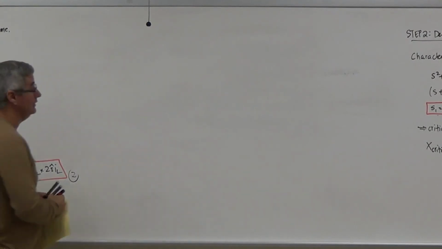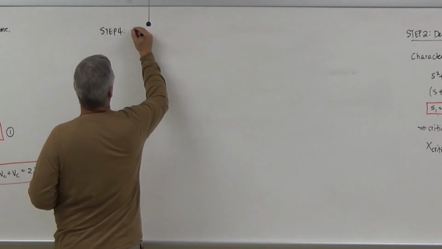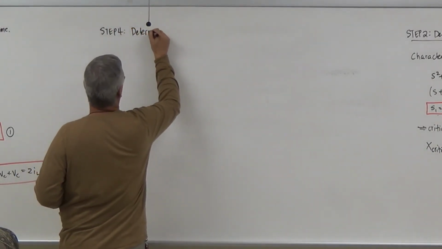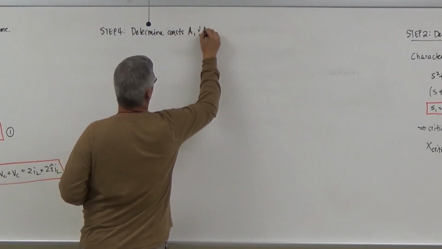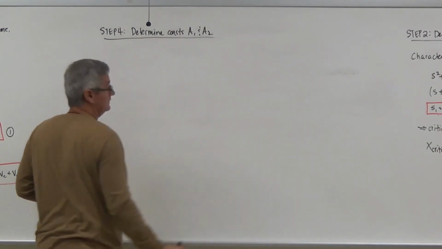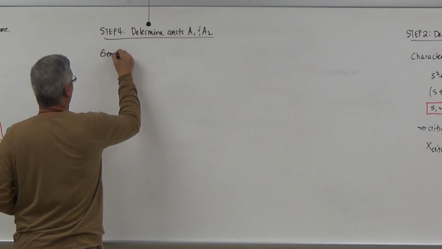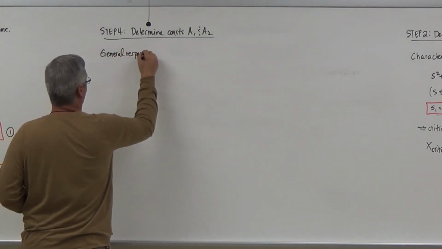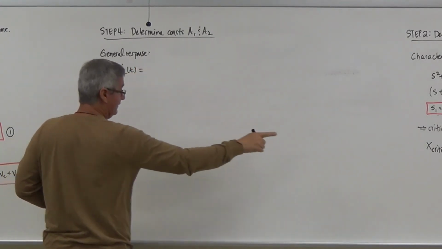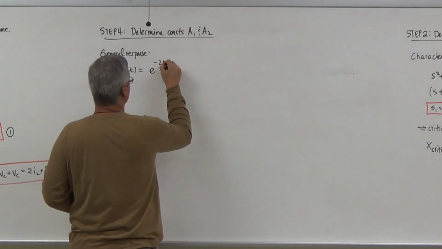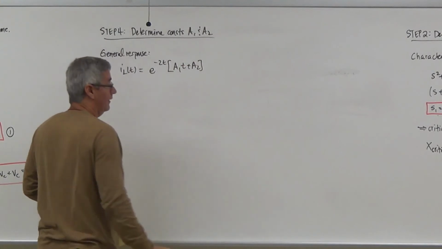So now I'm at step 4. Now I need to determine constants A1 and A2. So here I go. My general response is IL of t, and that tells me it's e to the minus 2t, quantity A1t plus A2, plus 5/2.